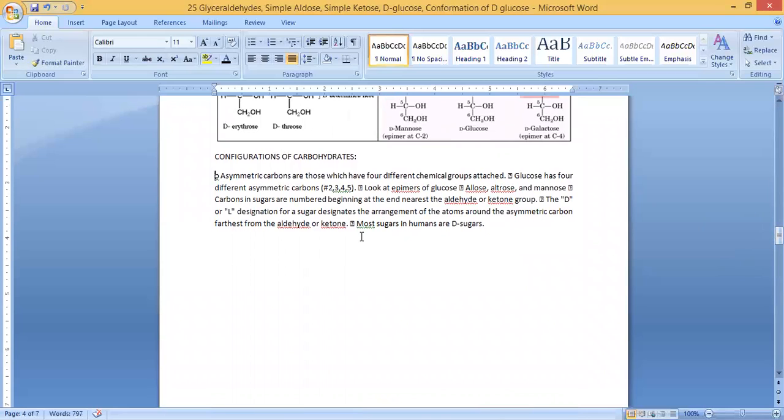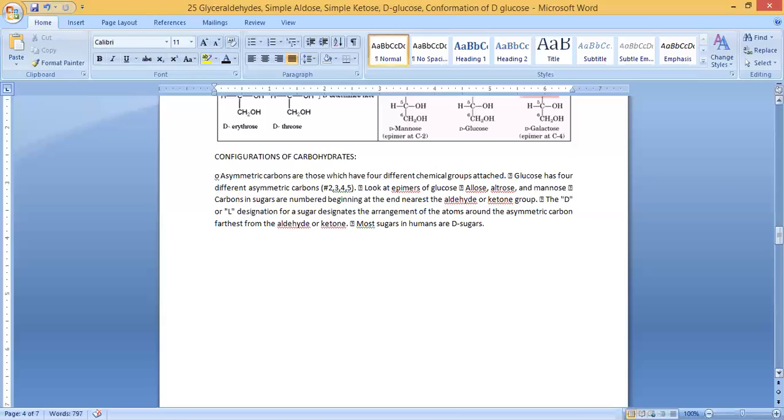The asymmetric carbons are those which have four different chemical groups attached, and glucose has four different asymmetric carbons, at the positions 2, 3, 4, and 5. So look at the epimers of glucose. The D and L derivation of sugars designates the arrangement of the atoms around the asymmetric carbon. So which carbon is targeted here? The farthest from the aldehyde or ketone group. So the asymmetric carbon which is the farthest from the aldehyde or ketone groups.